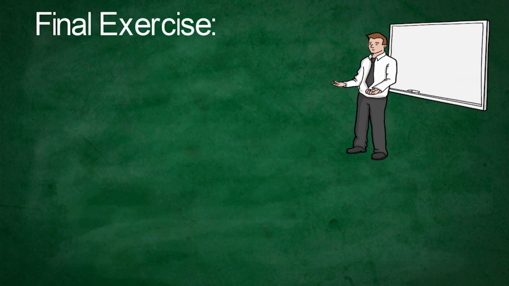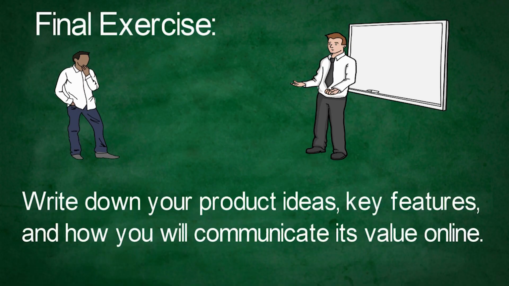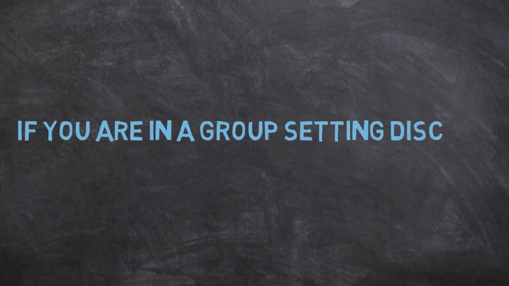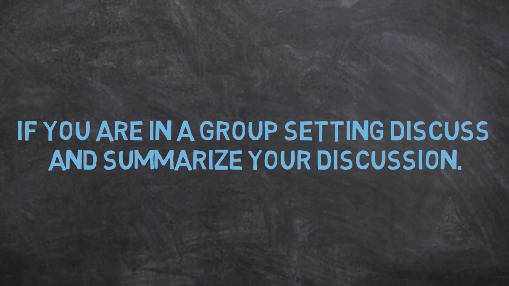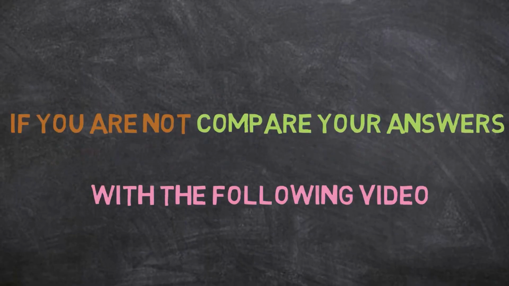Final exercise. Write down your product ideas, key features, and how you will communicate its value online. Discuss with someone else about what you wrote. If you are in a group setting, discuss and summarize your discussion. If you are not, compare your answers with the following video.